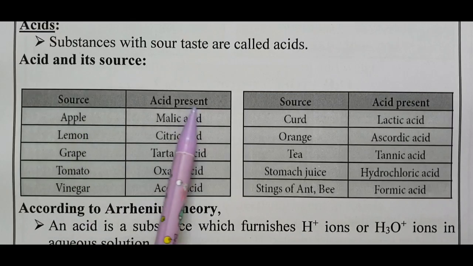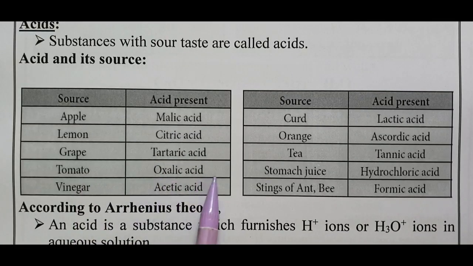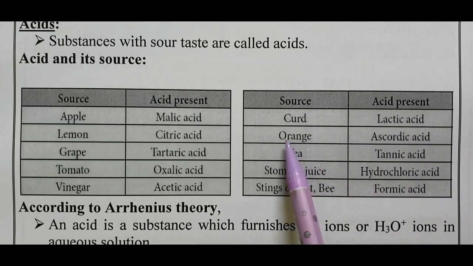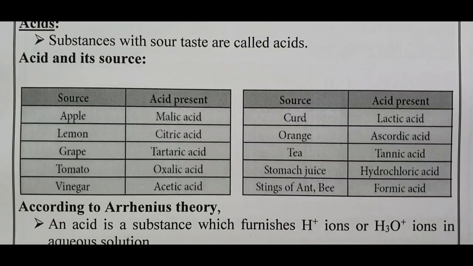Apple, the acid present is malic acid; lemon, citric acid; grape, tartaric acid; tomato, oxalic acid; vinegar, acetic acid. Curd contains lactic acid; orange, ascorbic acid; tea, tannic acid; stomach juice, hydrochloric acid; stings of ants contain formic acid. In Latin, formica means red hand.